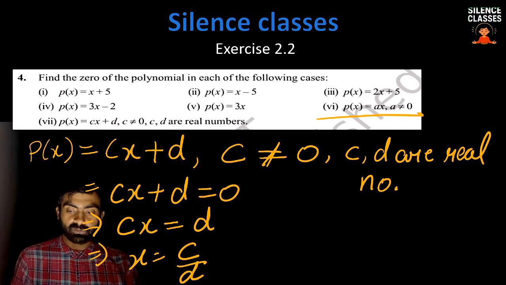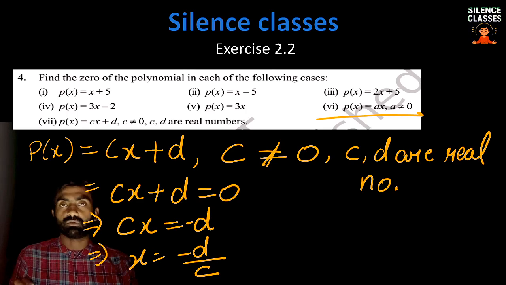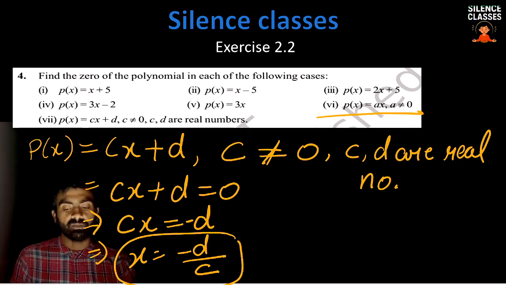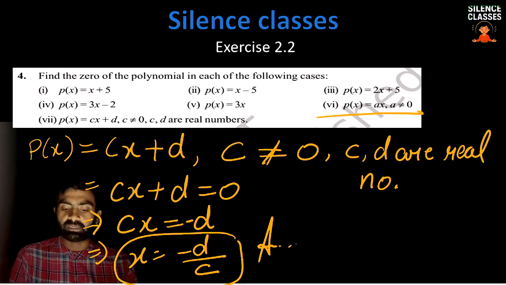First of all, it is plus, so it will become minus d. It will become minus d upon c. I'm absolutely sorry. It will become minus d upon c, and this is the answer. In the place of d and c, there should be real numbers only, but we don't have to solve it out, so we don't have to put any numbers. We just have to state that the value of x is minus d upon c.